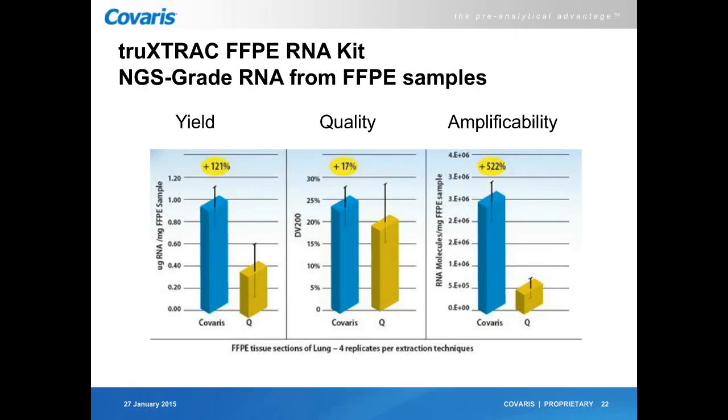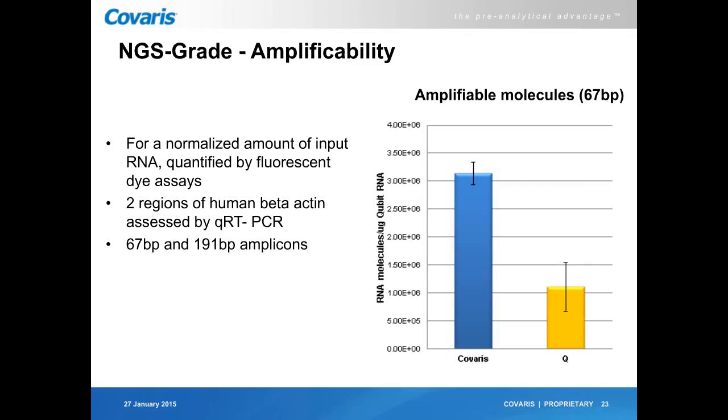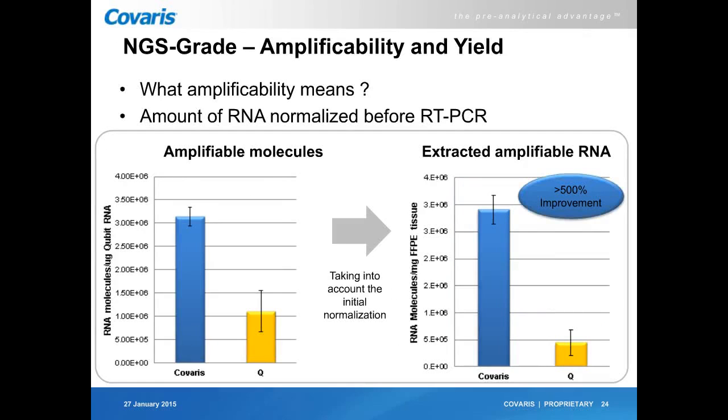So all what we saw with the DNA kit also applied with the RNA kit. So we are also getting this NGS-Grade RNA from FFPE samples. Same as for DNA, you have different ways to assess this NGS-Grade RNA: yield, quality, and amplificability. I will first go on the amplificability.